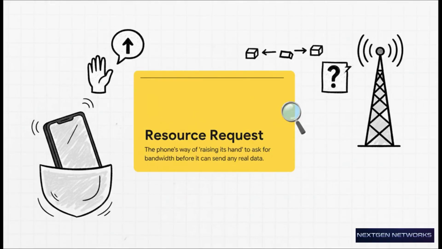The second big challenge is about resources. When your phone's just hanging out in your pocket, it's in what's called idle mode. It's listening, sure, but it has no dedicated channel to talk back to the tower. So before it can send anything at all, not even its own name, it has to politely raise its hand and ask the network for a little slice of bandwidth to use.